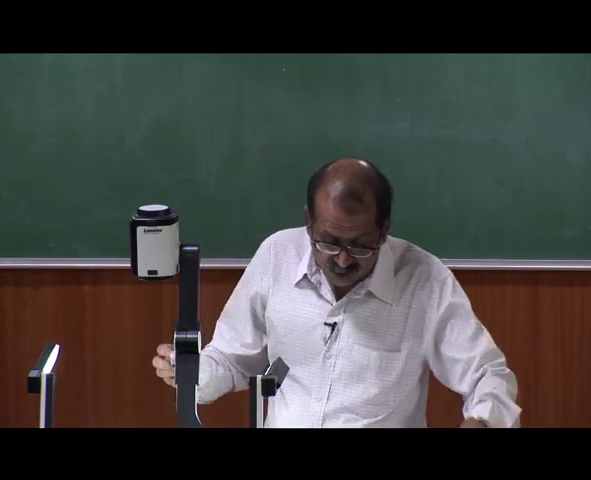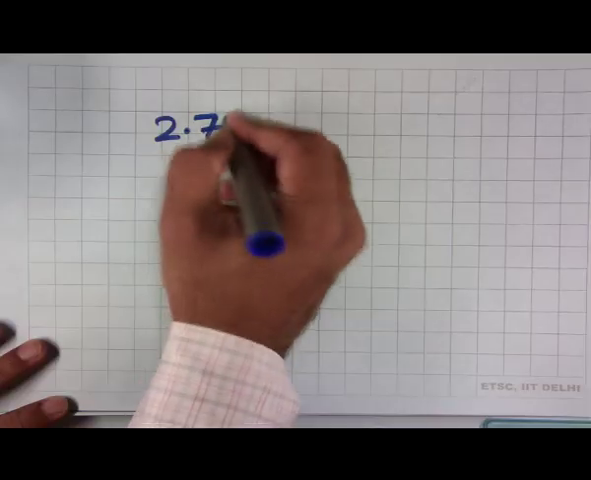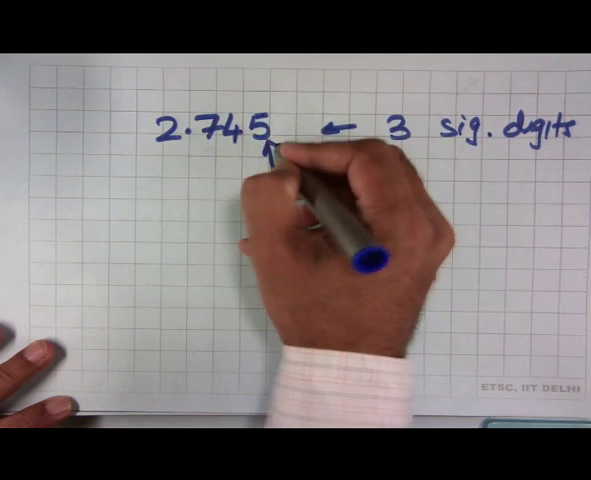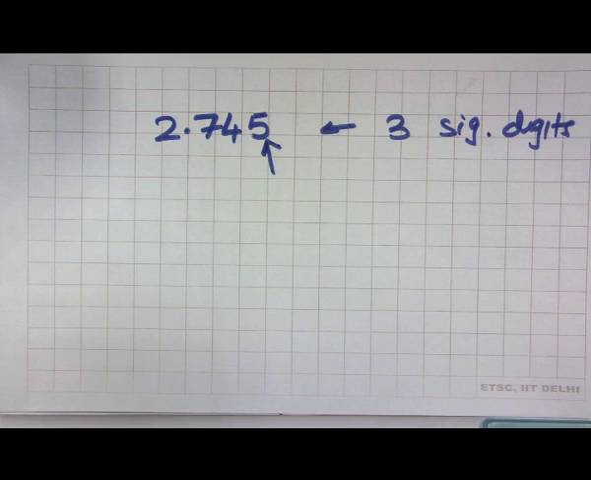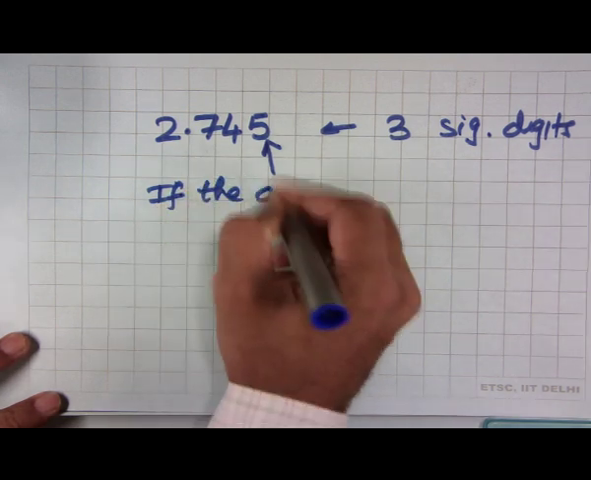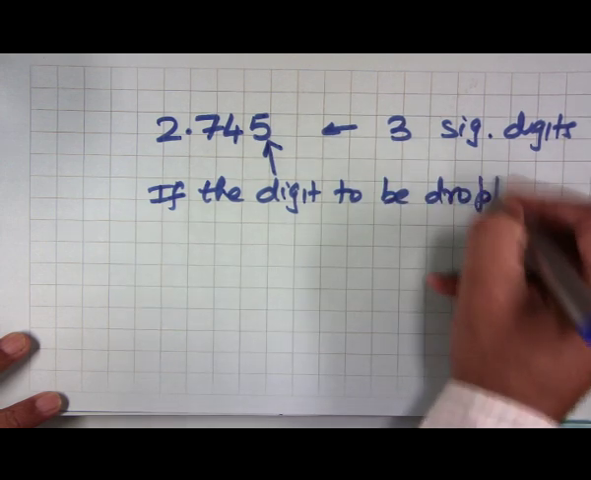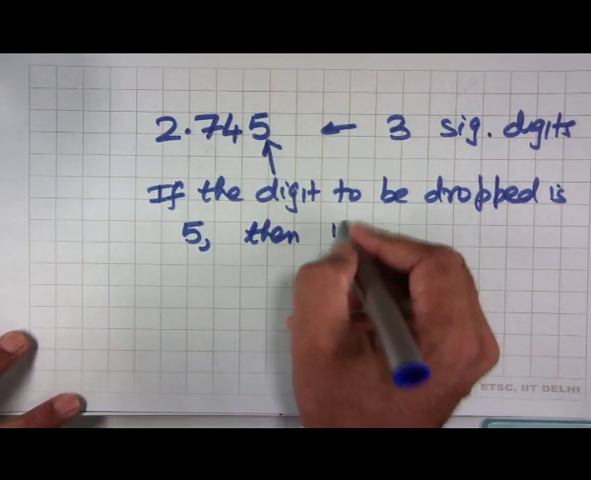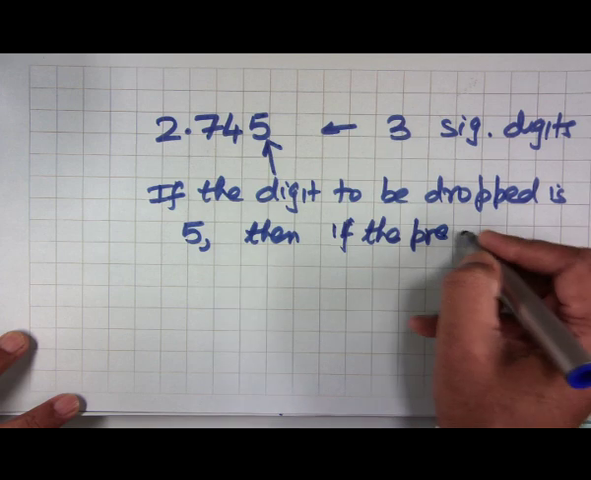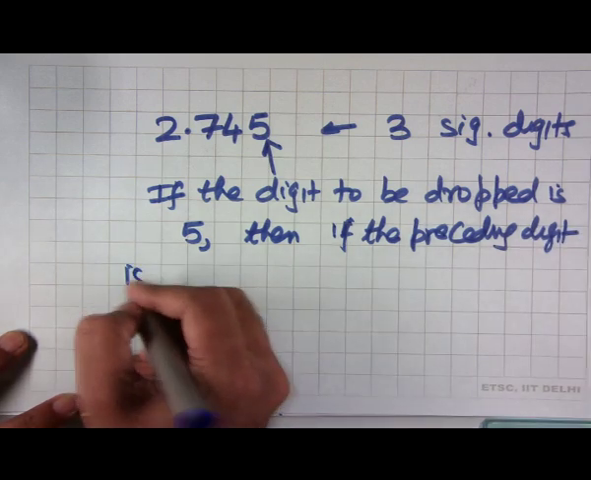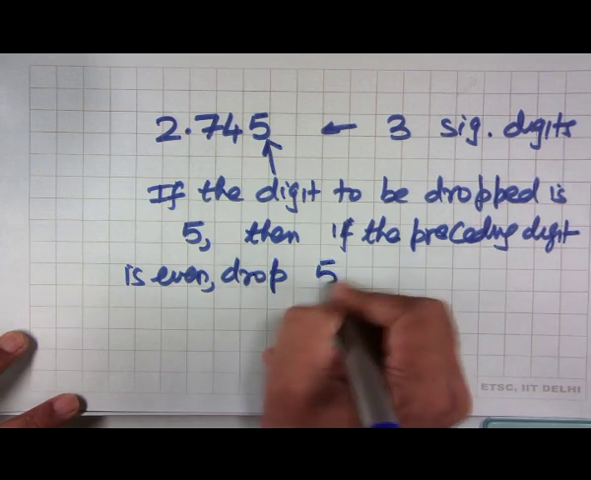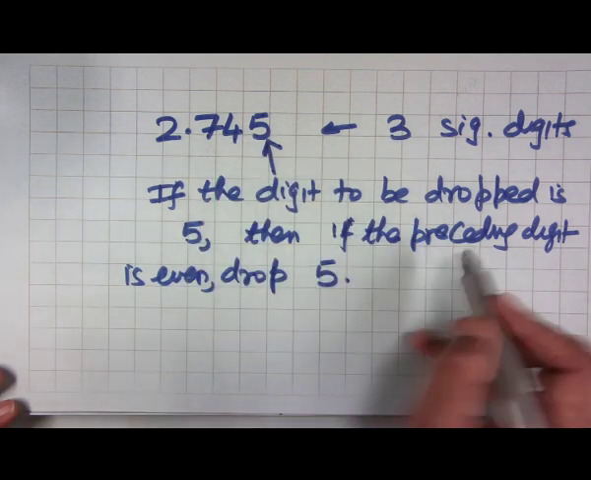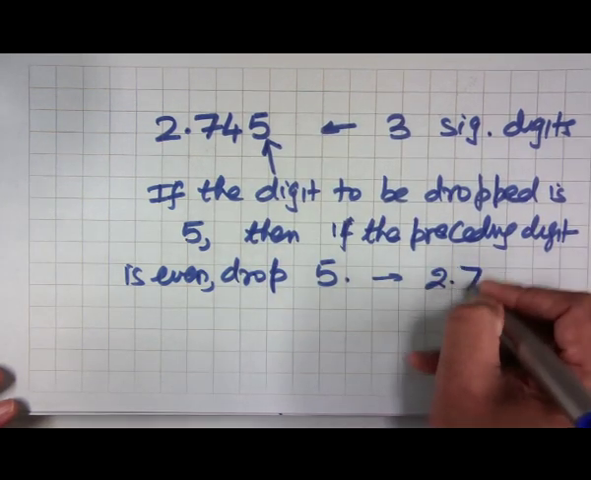But then the question comes, what happens if you have a number something like 2.745 and this you have to write up to 3 significant digits. So, if the digit to be dropped is 5, then there is an ambiguity. And here the convention which we use is that if the digit to be dropped is 5, then we look at the preceding digit. If the preceding digit is even, then we drop the 5. So, for example, when 2.745, because the digit to be dropped is 5, we look at the digit before this, it is 4. So, this is an even digit. So, we will drop the 5. So, this digit will become 2.74.